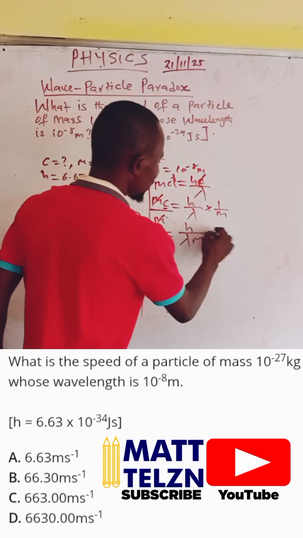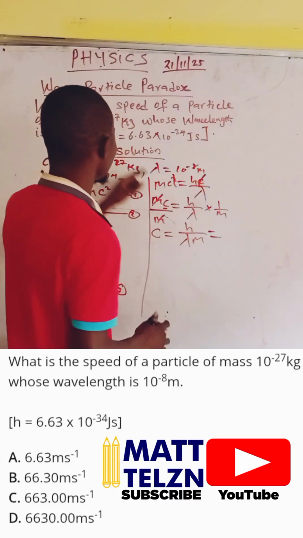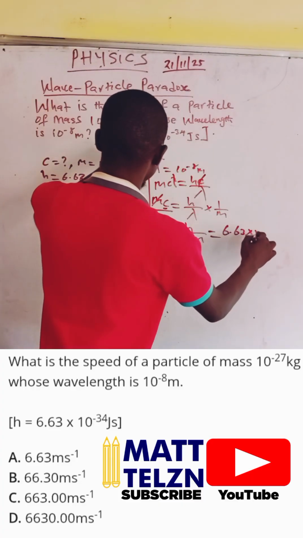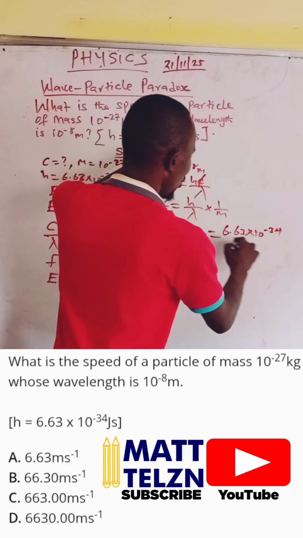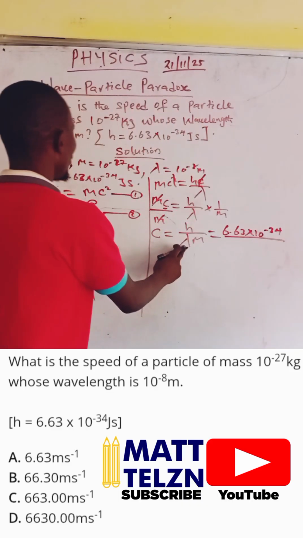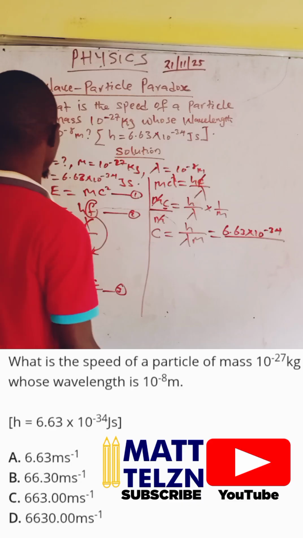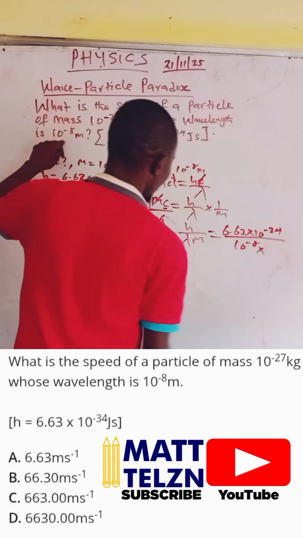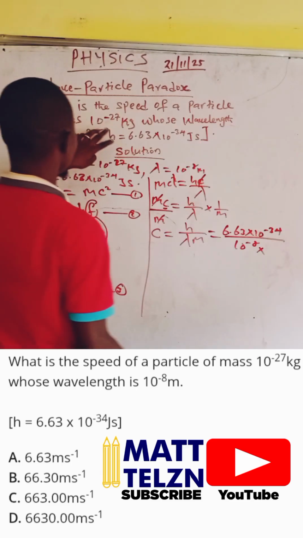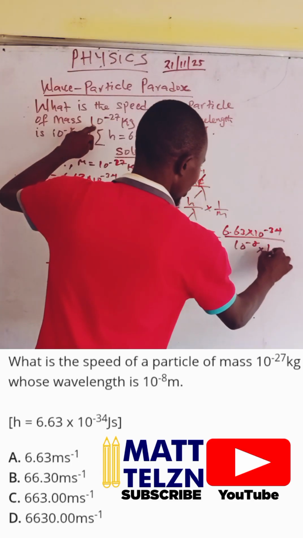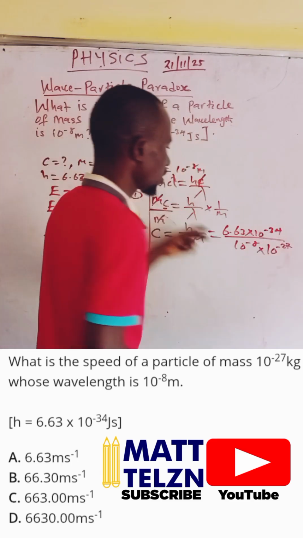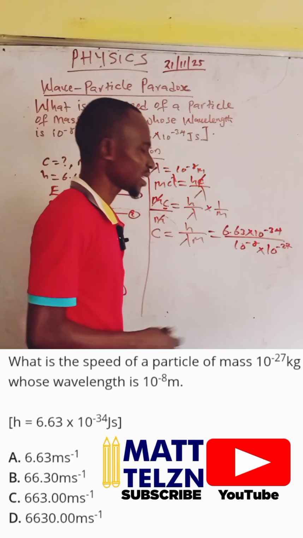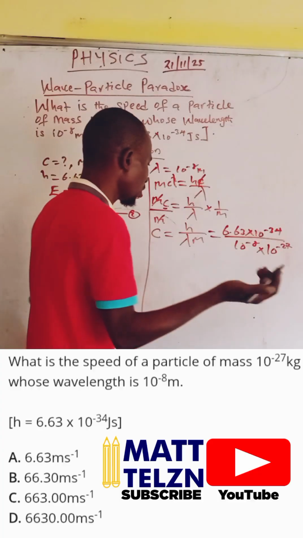Okay, so what I'm going to have is, my Planck constant is given as 6.63 times 10 raised to the power of minus 34 divided by my wavelength, right? My wavelength is given as 10 raised to the power minus 8 times my mass is given as 10 raised to the power minus 27, right? Good. So let's perform simple mathematics, applying law of indices here. You don't need a calculator here.